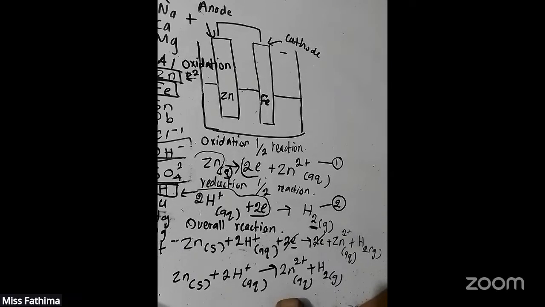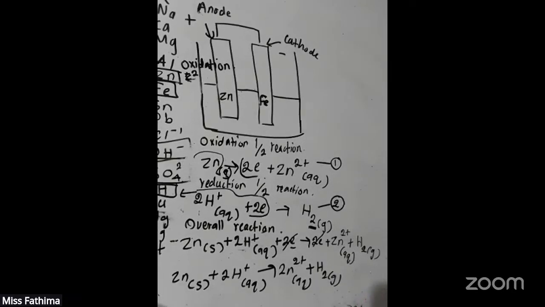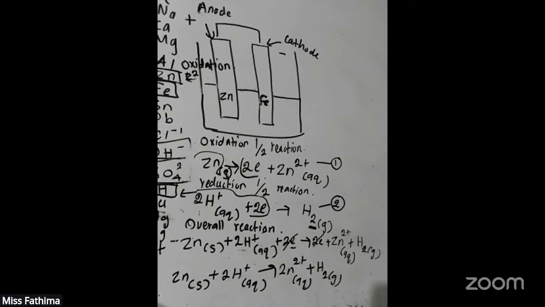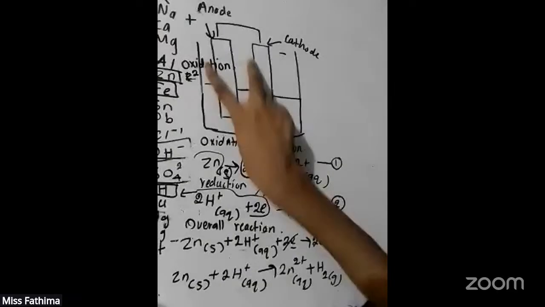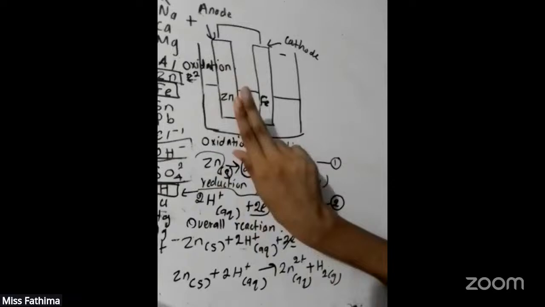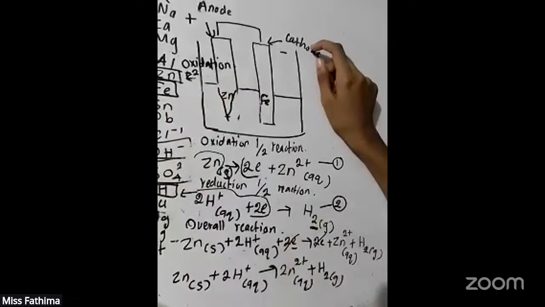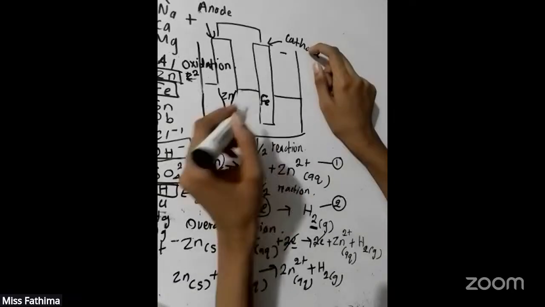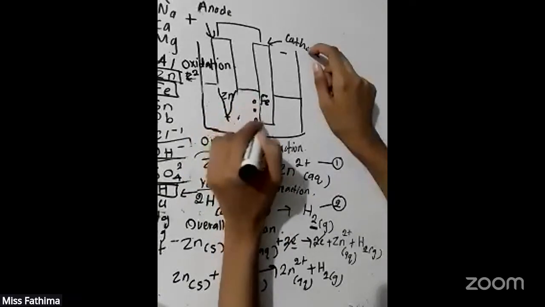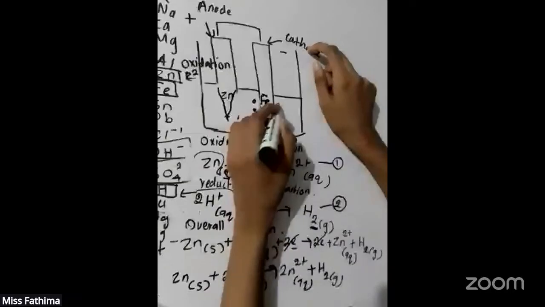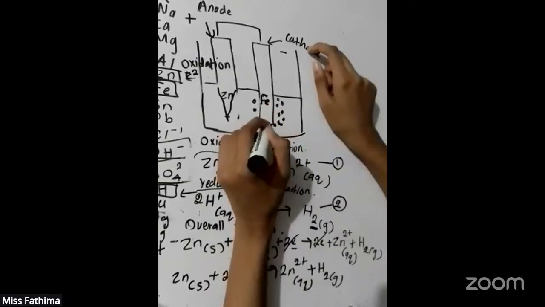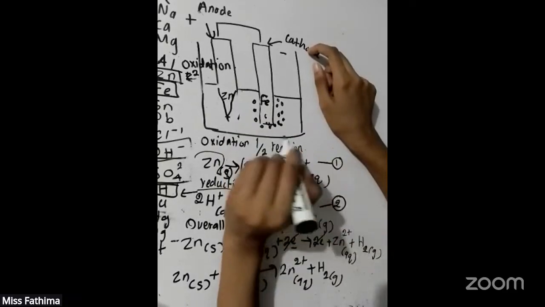Yes, miss. Okay. So after writing the overall reaction, you should know that the zinc metal will dissolve. When they dissolve, this metal will be dissolved. Then you should know that the hydrogen bubbles will be acting closer to iron. Hydrogen bubbles will be acting closer to iron. Then, what can you tell?